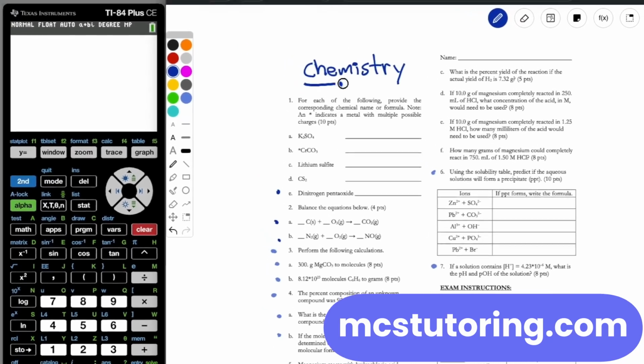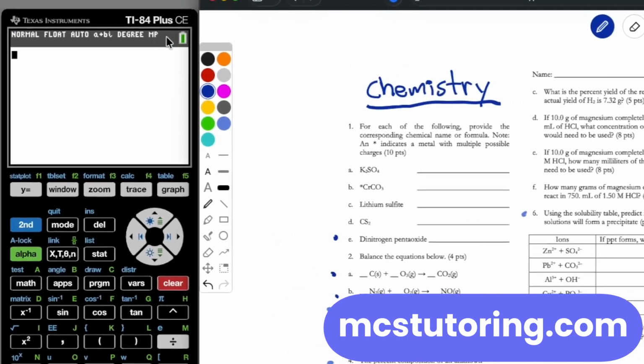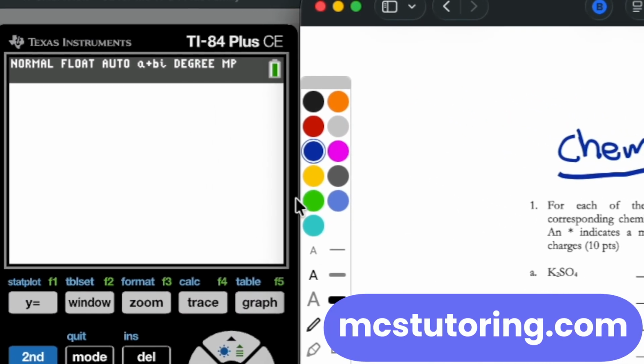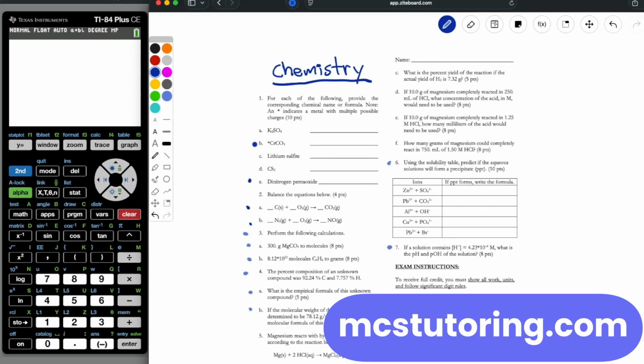Hello and welcome to the chemistry solver for the first semester. It's a program for your TI84 Plus CE or TI84 Plus CE Python calculator. So without further ado, let's get started.